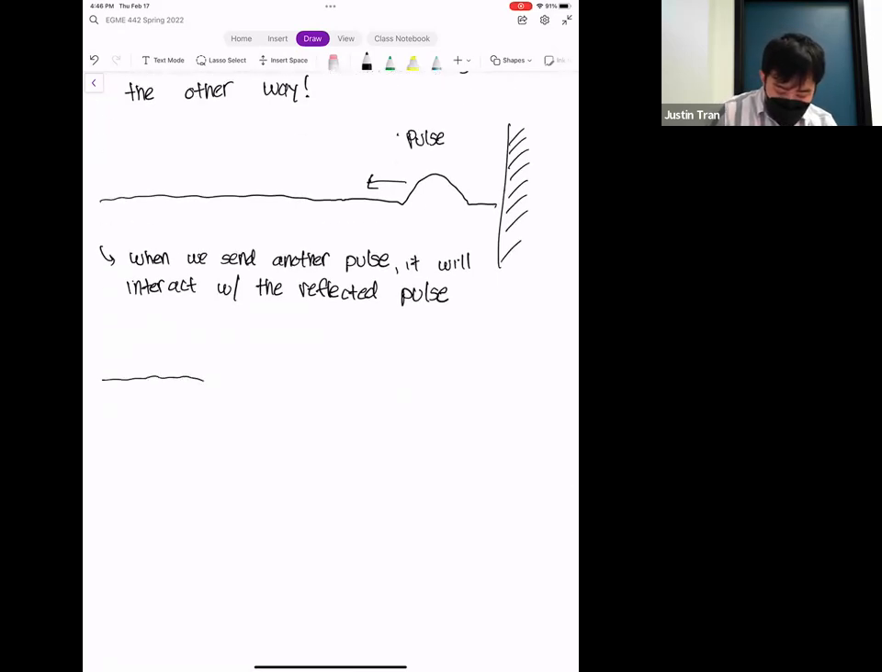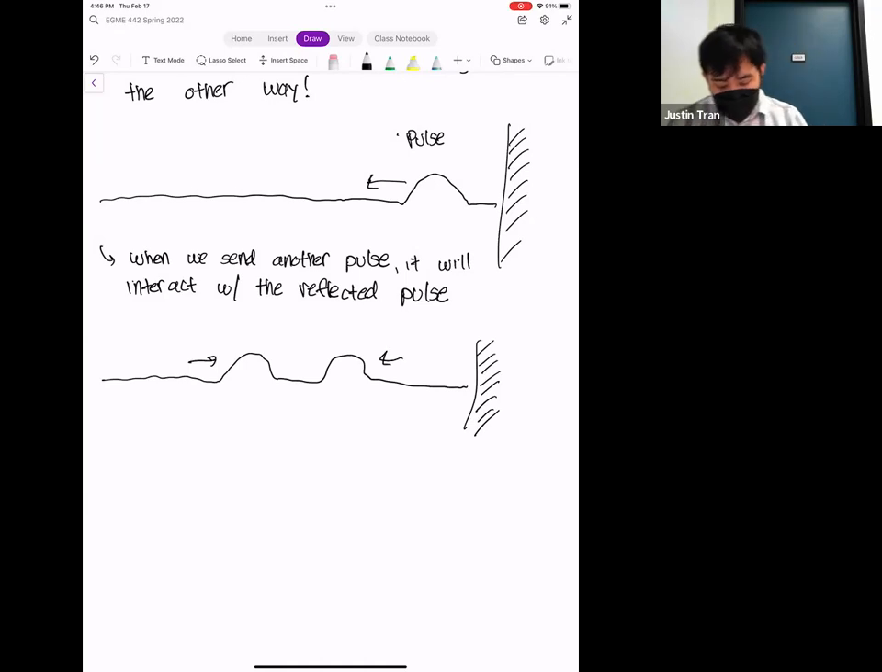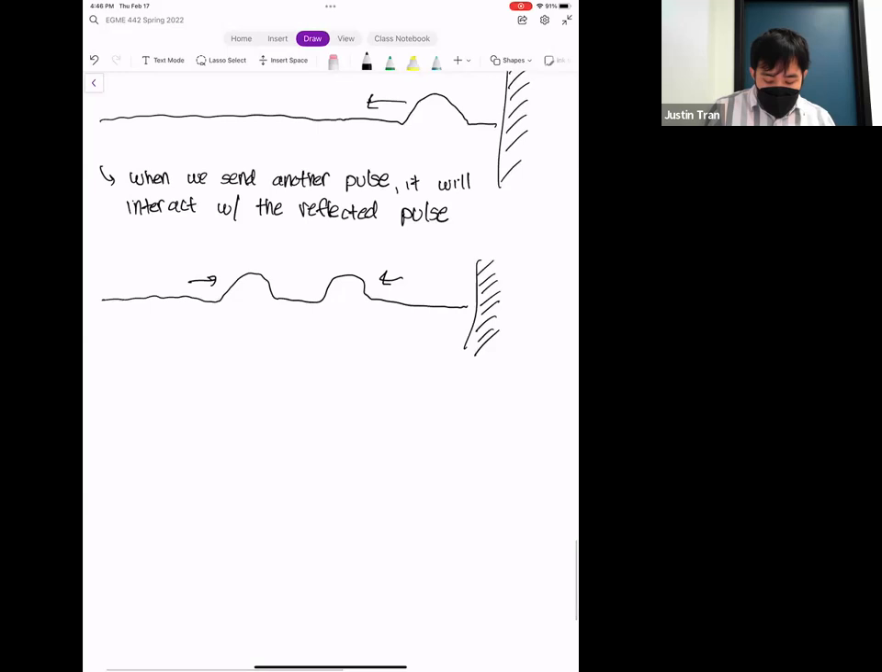Let's say that we have a pulse here, and another pulse. So we have one pulse going this way, another pulse going that way. Eventually they're going to collide. If both pulses are the same sign, facing the same direction, then they're going to add to each other. When they overlap, you have just one bigger pulse here.